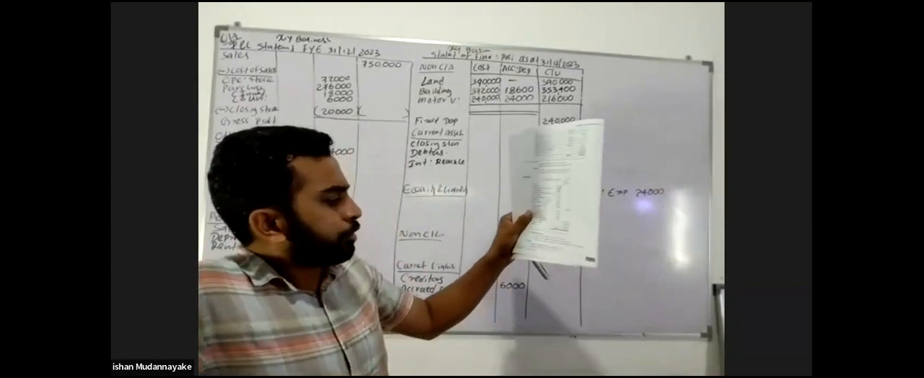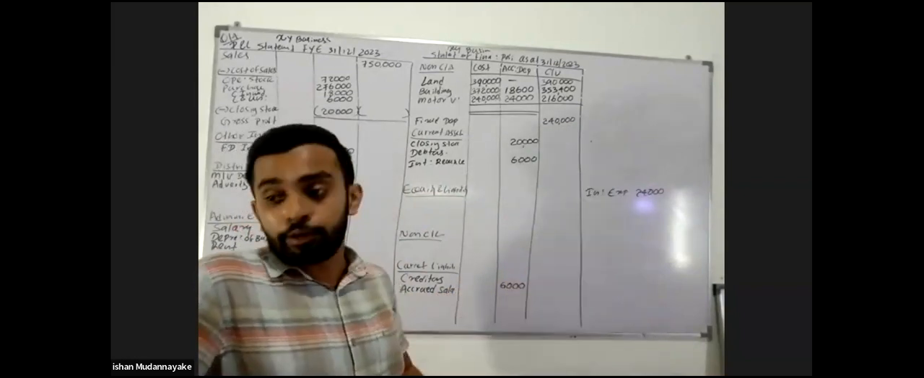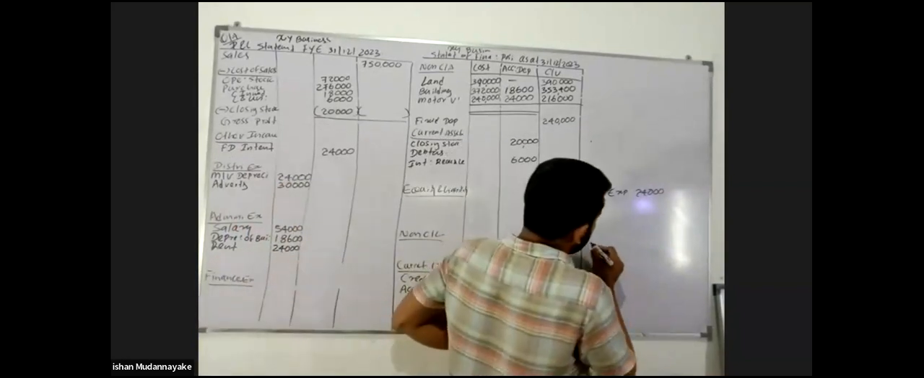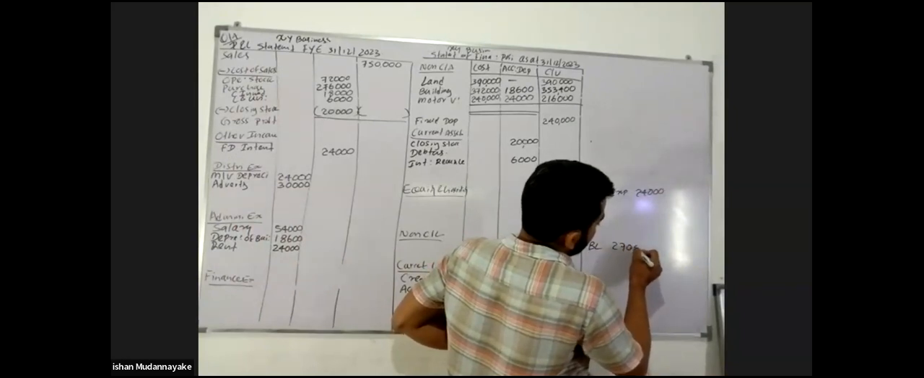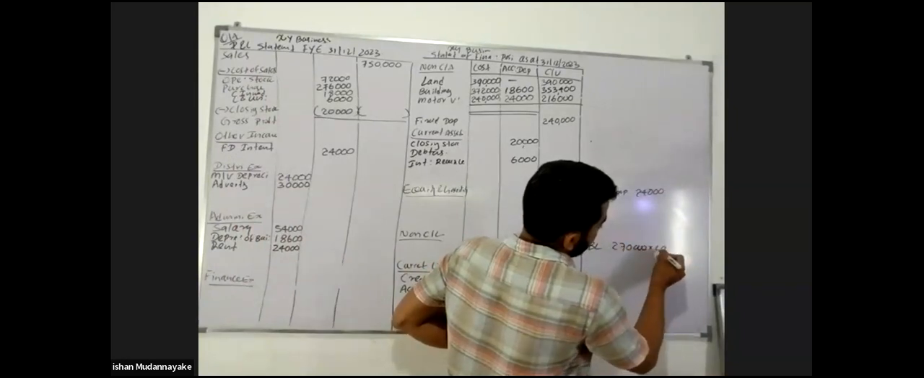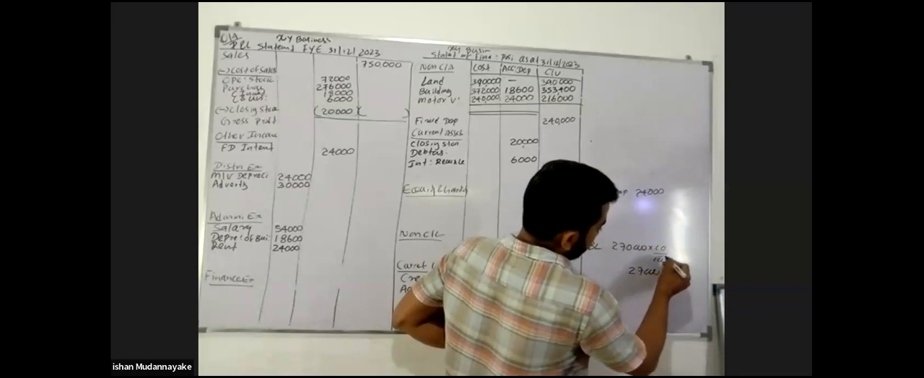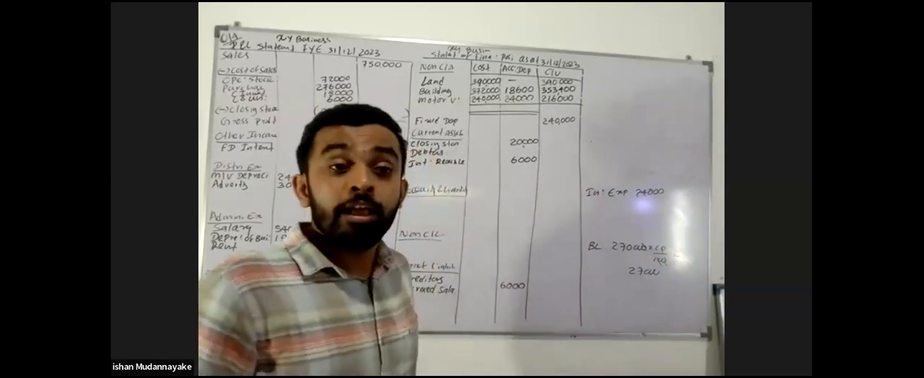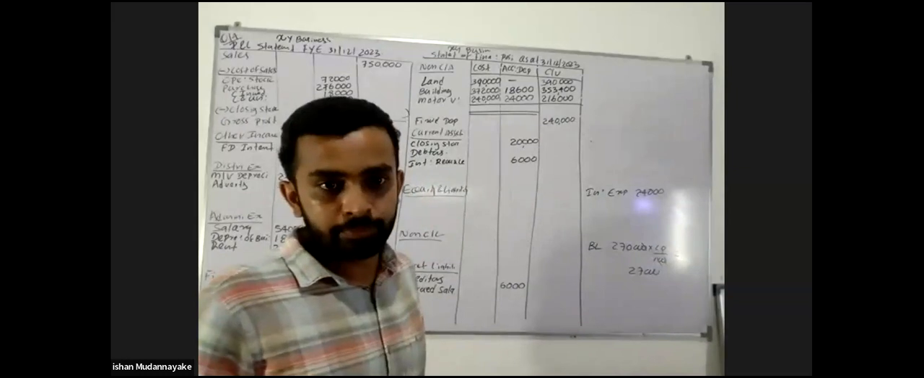Bank loan of the business organization is 270,000, a 10% bank loan. Then how much is the bank loan interest? 270,000 into 10%, the bank loan interest is 27,000. Relevant bank loan interest for the period is 27,000.